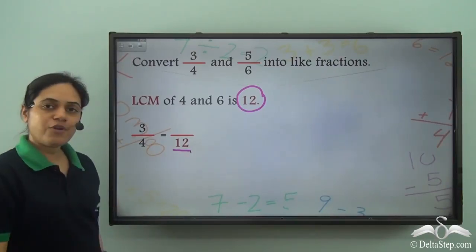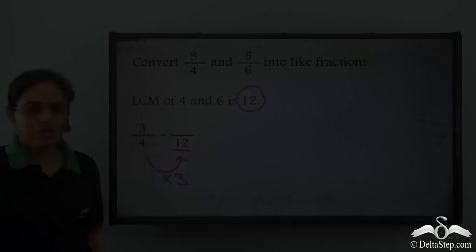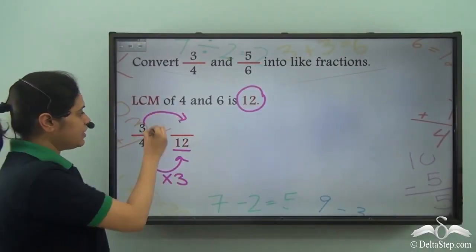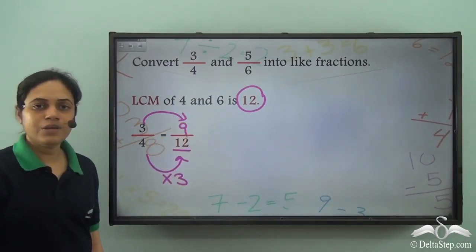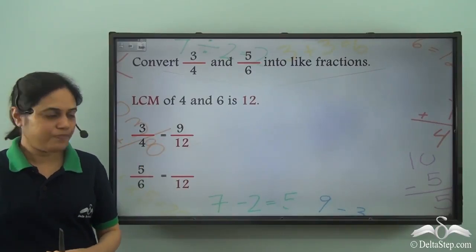How do I get 12 from 4? By multiplying with 3. So the numerator also has to be multiplied by 3. 3 into 3 is 9. So 9 by 12 is the equivalent fraction of 3 by 4.